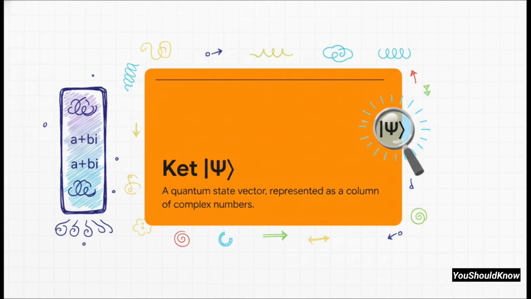If you look under the hood, mathematically, it's just a column of numbers. But, and this is a big but, unlike the numbers in a classical vector, these can be complex numbers, with a real part and an imaginary part. And that's super important because that complexity is what gives quantum states a phase, which is absolutely key for describing things like waves and interference.